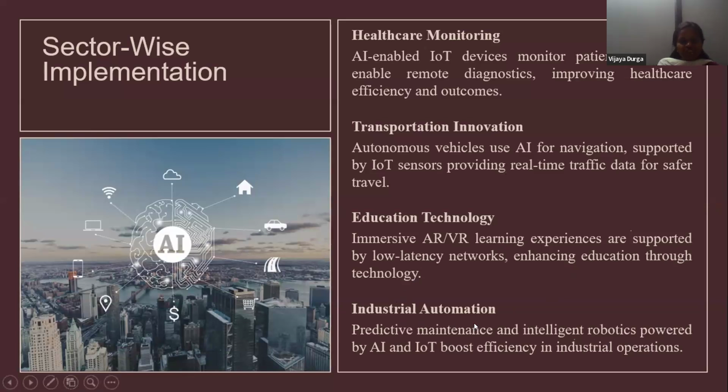Then industrial automation: predictive maintenance and intelligent robotics powered by AI and IoT boost efficiency in industrial operations. That means in manufacturing units also, if we add intelligence, then you can easily identify any problem in those manufacturing units, and if you identify the problem effectively, then we can reduce such problems. That means sudden industrial explosions are there, so we can reduce those problems also.